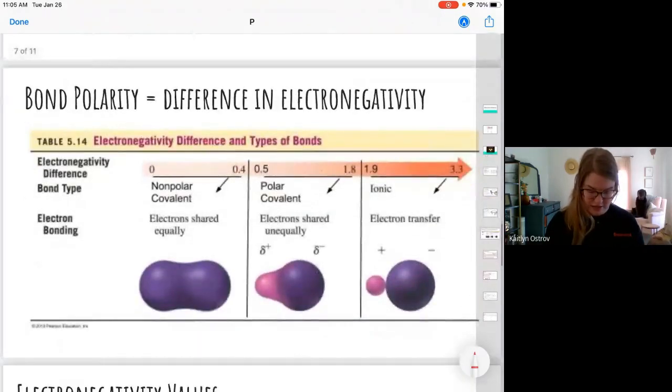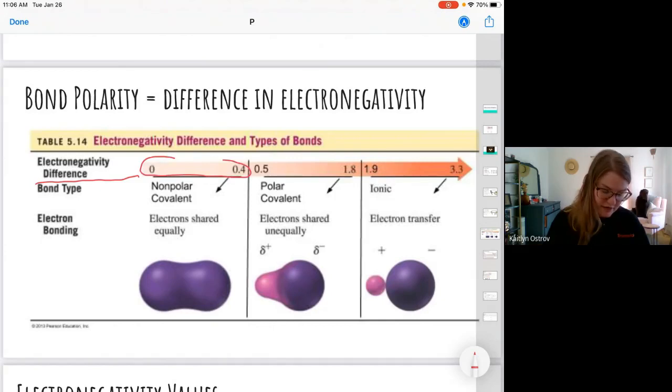And so if you look at this, it's talking about the bond polarity, and so the electronegativity differences. You can see right here, the electronegativity difference. So if it's a difference in electronegativity between two atoms, and if it's somewhere in the 0 to 0.4 range, then that means it's going to be a nonpolar covalent bond. The electronegativities are pretty similar, or there's no difference at all.